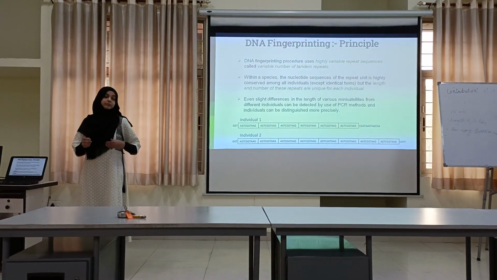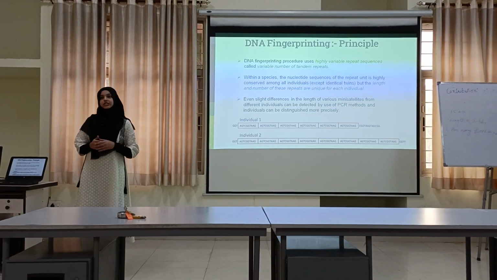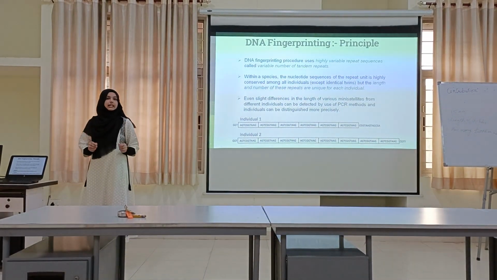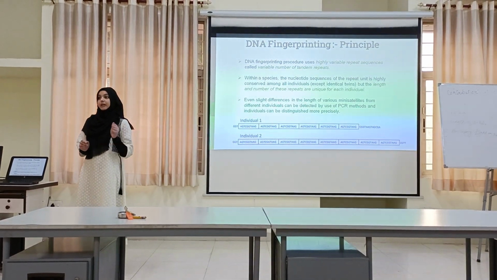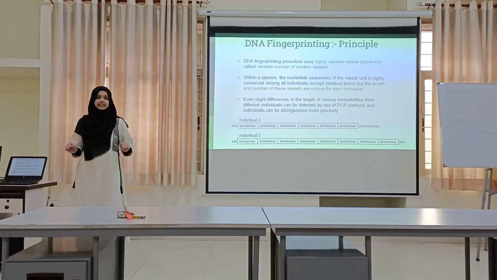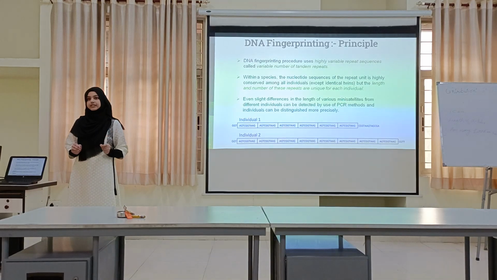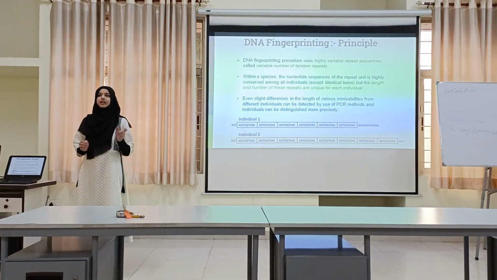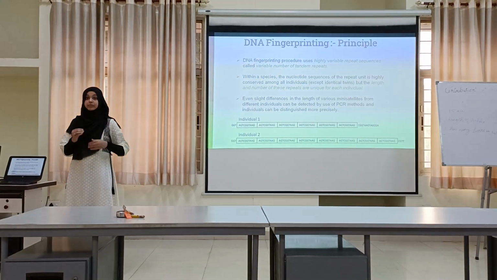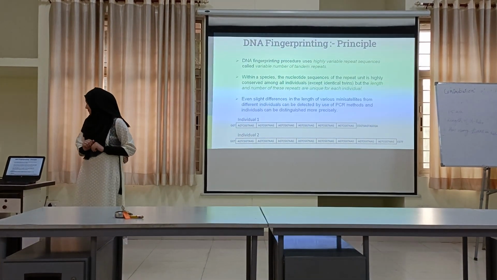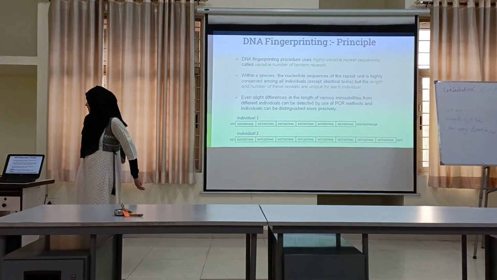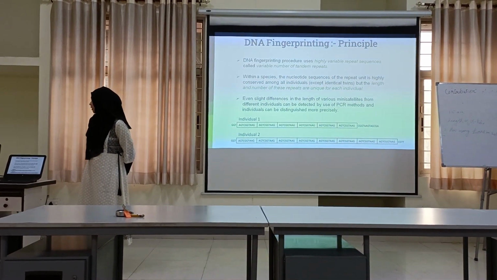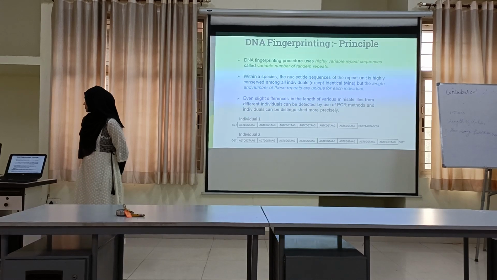Now we'll be talking about the principle on which DNA fingerprinting is based. As we know, on average, 99.9% of the DNA between two individuals is exactly the same. It is just 0.1% that makes us unique. And this 0.1% consists of repetitive DNA that can be used to distinguish people. So DNA fingerprinting uses highly variable repeat sequences called variable number of tandem repeats.